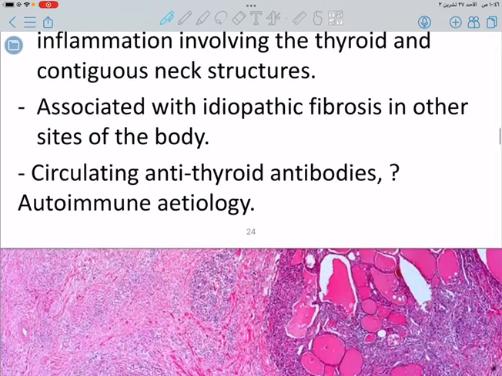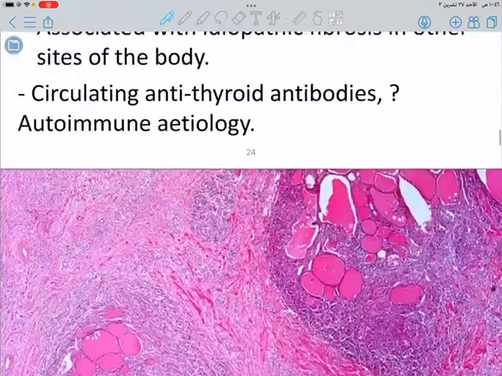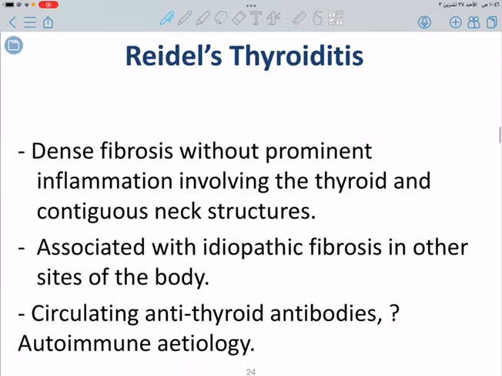The last type we will talk about is Riedel's thyroiditis. Remember, in Hashimoto's thyroiditis there may be fibrosis, but this fibrosis does not extend outside of the gland. Riedel's thyroiditis usually has dense fibrosis that extends outside of the thyroid gland. It can cause adherence to the pretracheal fascia and the structures around. So there is dense fibrosis without prominent inflammation involving the thyroid and contiguous neck structures. All the neck structures around the thyroid can develop fibrosis.